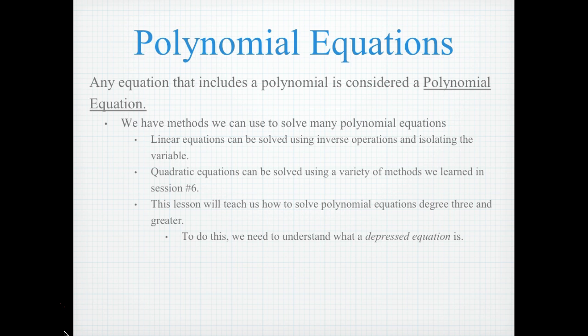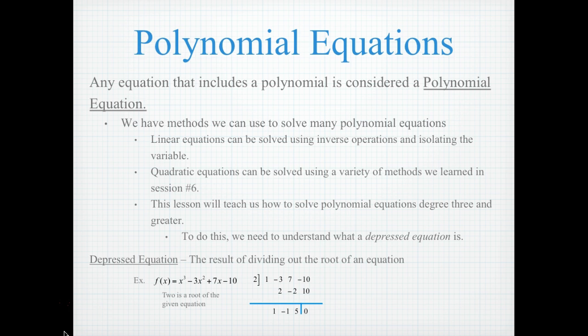To do this, we need to understand what a depressed equation is. A depressed equation is the resulting equation that we get when dividing out the root of an equation. For example, if I had the function f of x equals x to the third minus 3x squared plus 7x minus 10, and I knew that 2 is a root of the given equation, then I would use synthetic division to divide out the 2, leaving me with the result 1, negative 1, and 5.